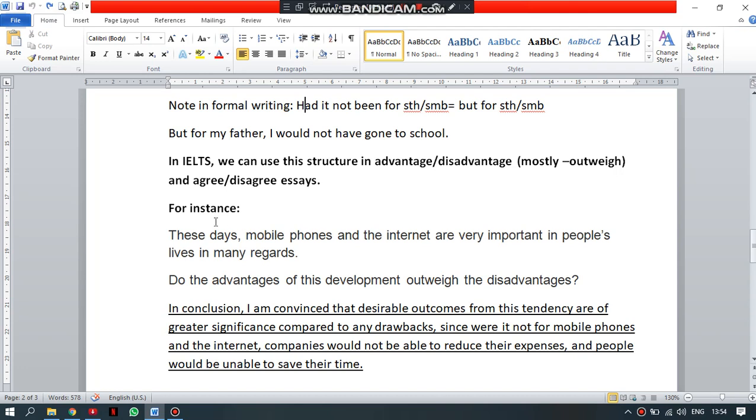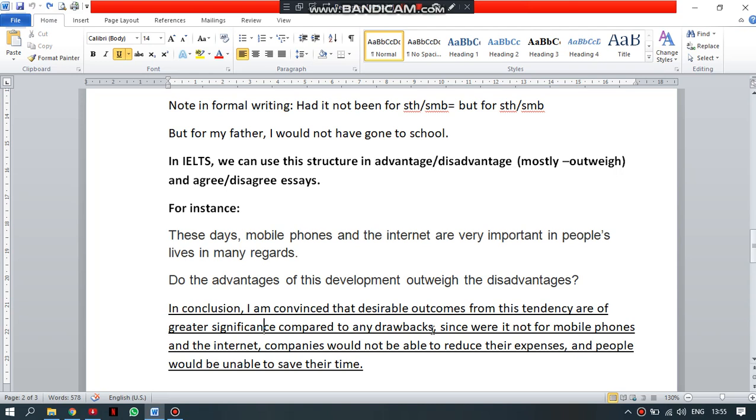For example, on the internet, there was a topic like this. I found it on the internet. These days, mobile phones and the internet are very important in people's lives in many regards. Do the advantages of this development outweigh the disadvantages? In this essay, I had my own reasons, and to be more specific, I had my own advantages and disadvantages. In conclusion, I have shown which one I think is more important. Now, look. In conclusion, I am convinced that desirable outcomes from this tendency are of greater significance compared to any drawbacks. So, in this sentence, it is clear that I think advantages are more important.